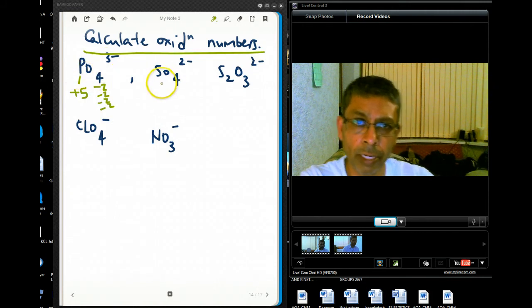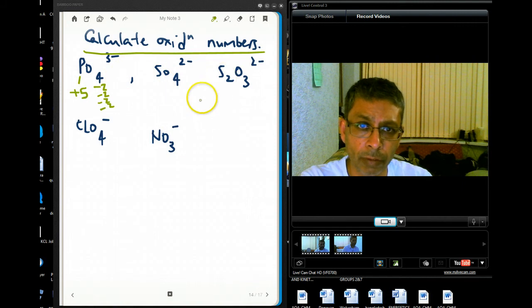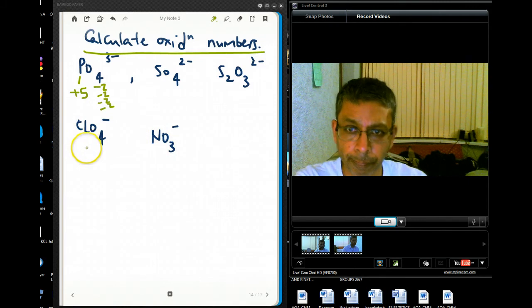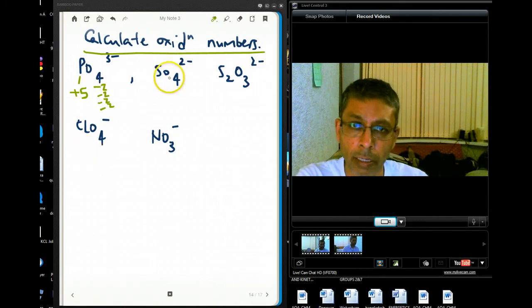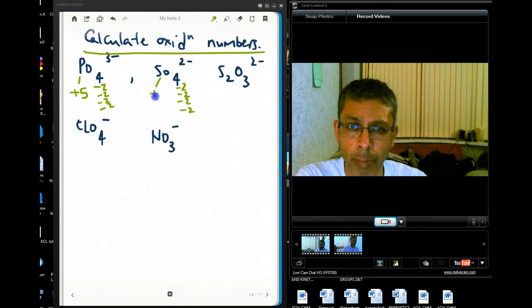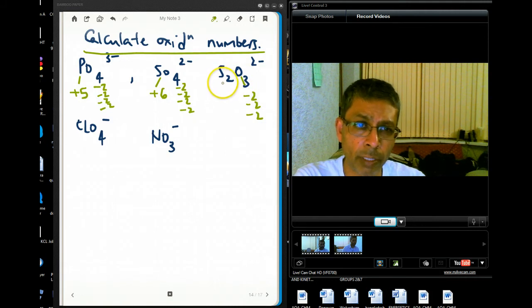Now look at the sulfate. Can you work out the sulfur here, sulfur there, the nitrogen here, the chlorine here? If you want to pause the video and have a go. Okay, here's the answers then. Sulfur here, so oxygen, we've got 4 of those. That's -2 each. Okay, therefore the sulfur has to be +6. Over here we've got -2, -2, -2 makes -6. These two have to be together +4. Therefore each sulfur is +2. Okay, and that adds up to -2 overall.